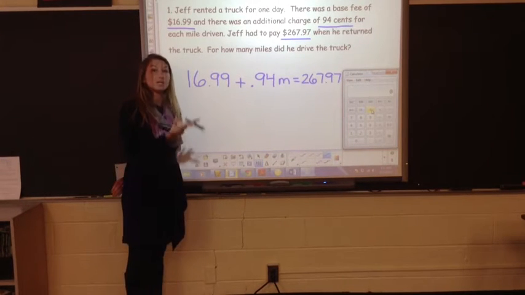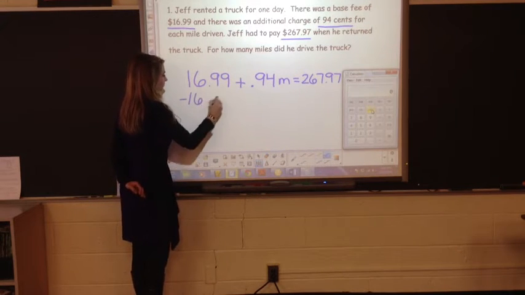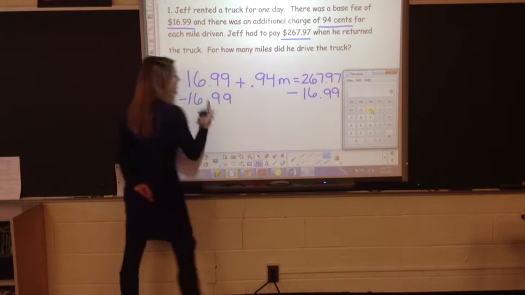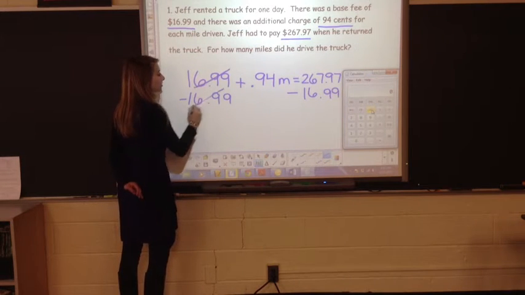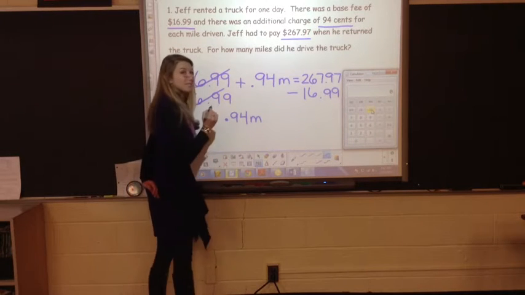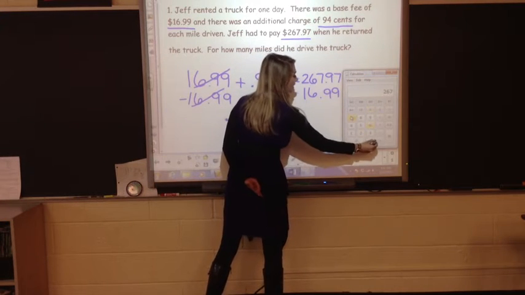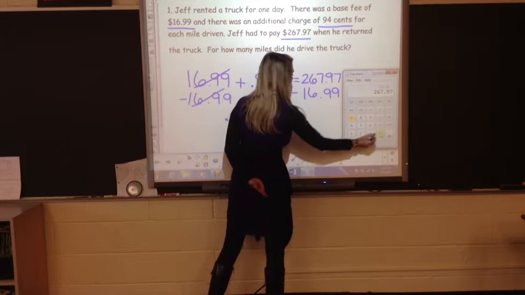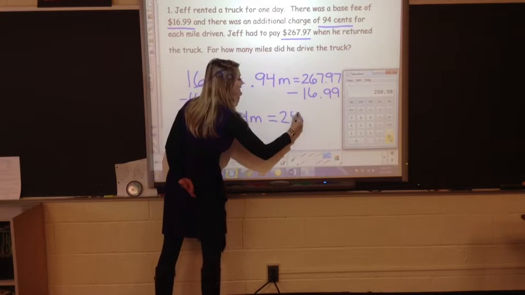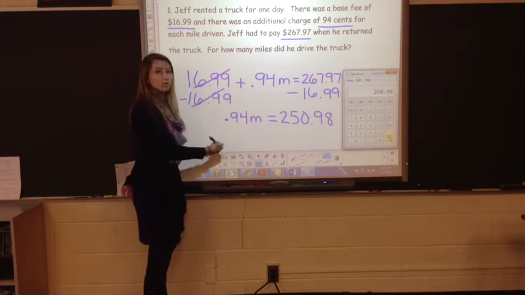The first thing that we do, this is like a two-step, is to remove the number that has no variable. And we are moving it to the other side. Because I subtracted $16.99 from this side, both of these cancel out, leaving us with just 94 cents times M equaling what is left over. $267.97 subtract $16.99. We get $250.98.